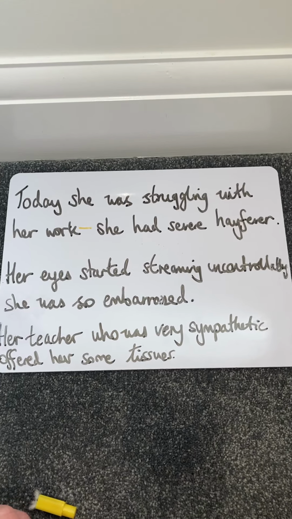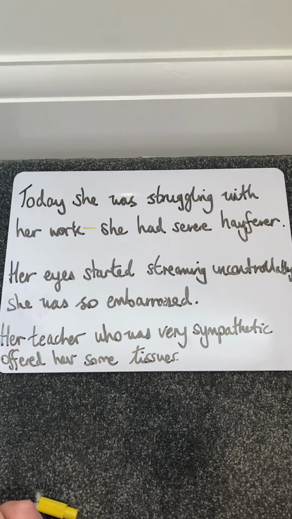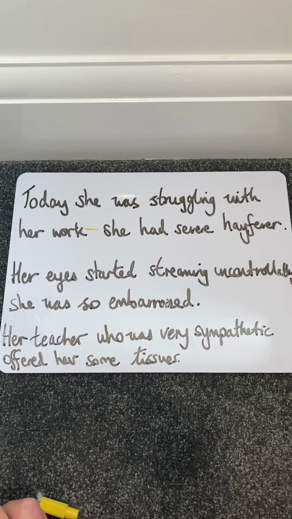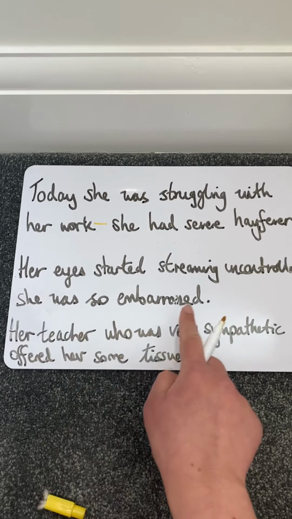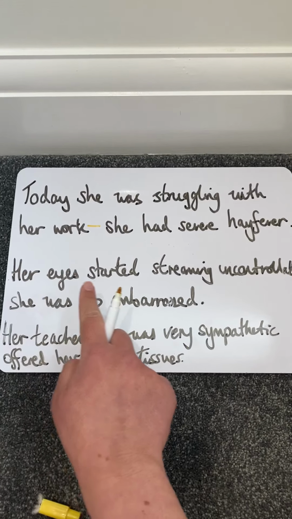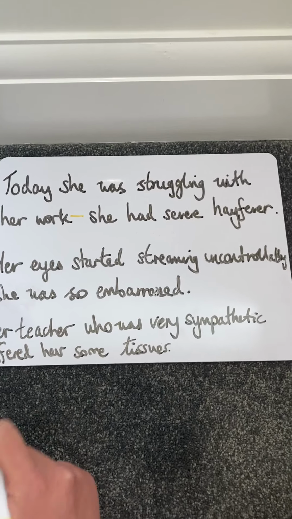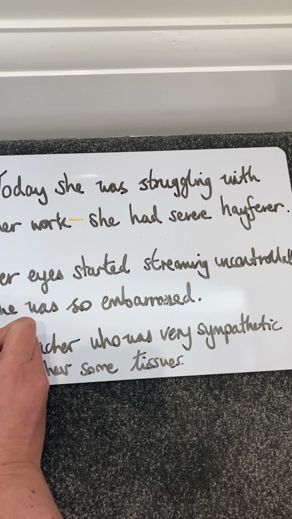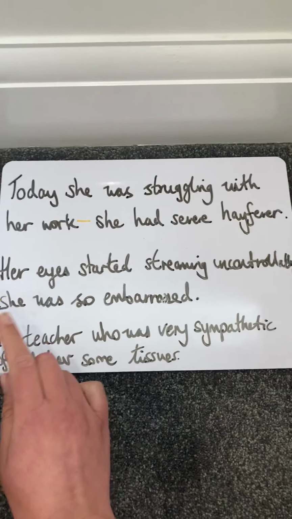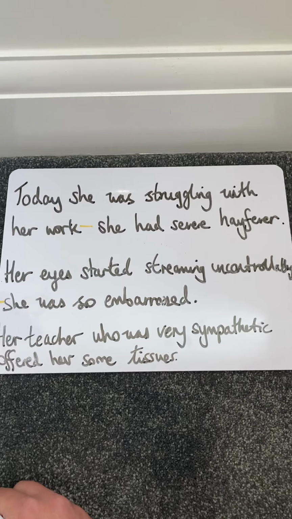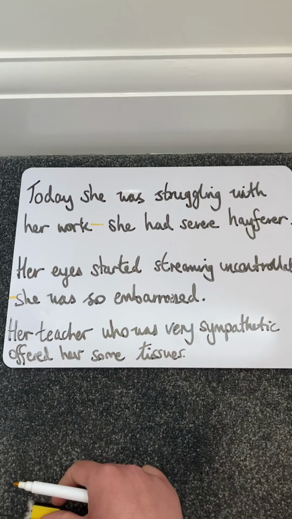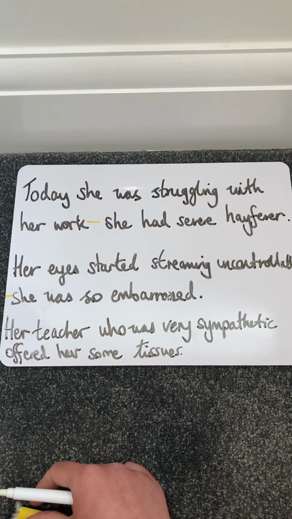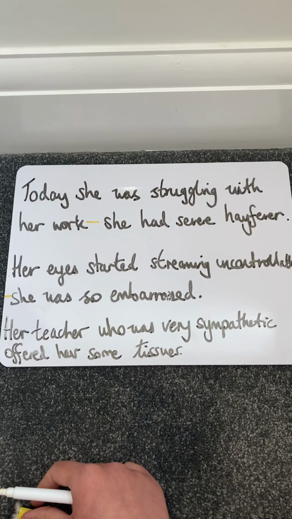Her eyes started streaming uncontrollably. She was so embarrassed. So if we think about this second part of the sentence, why was she so embarrassed? Because her eyes started streaming uncontrollably. So let's pop it in. The dash just adding that extra bit. Her eyes started streaming uncontrollably. She was so embarrassed. Last one, her teacher, who was very sympathetic, offered her some tissues.